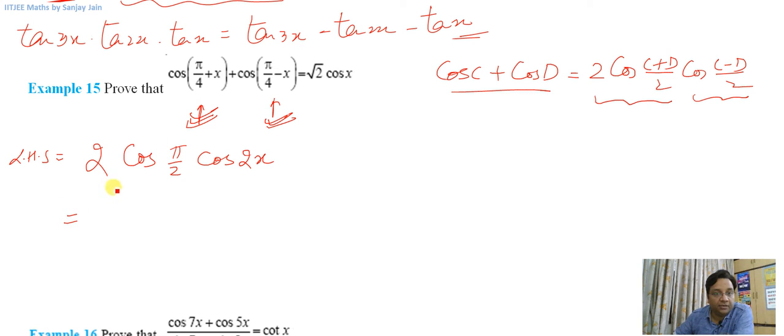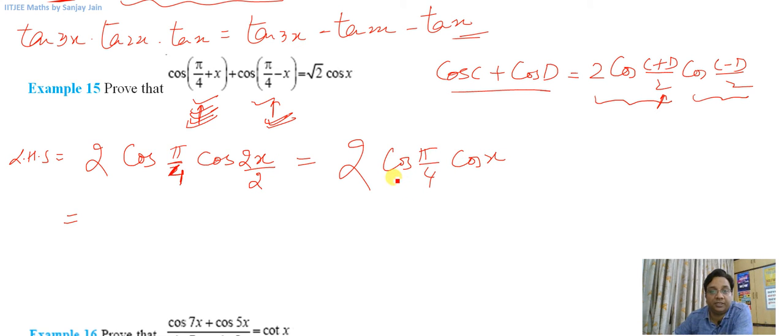And now what is this cos pi by 2? Cos pi by 2 is, I think I have made a mistake here. What is the mistake? That when I added these, I did not divide it by 2, right? That is why I got cos pi by 2, which is 0. But I forgot to divide by 2. So cos pi by 4 will be here, and I'll have to divide this by 2. So the expression that I'll have is 2 cos pi by 4 into cos x. Okay, now it is the correct expression, I think.